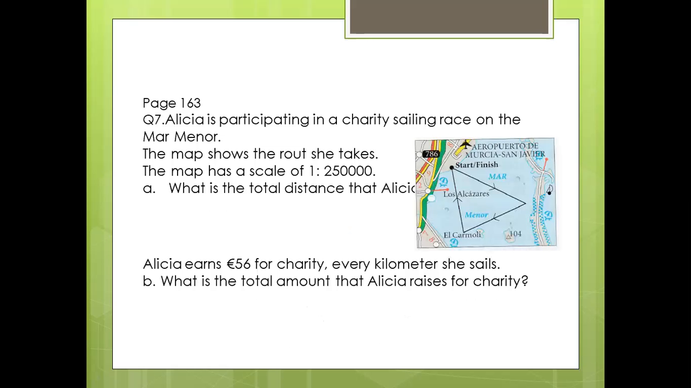Here's the last exercise. Let's go through it and then we will finish. Alicia is participating in a charity sailing race on Mar Minor. The map shows the routes she takes. The map has a scale of 1 to 250,000. What is the total distance that Alicia will travel?